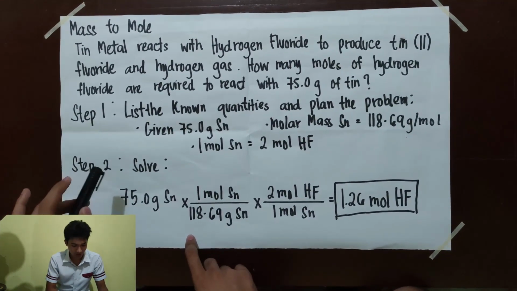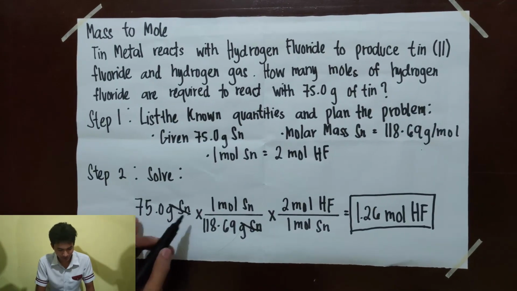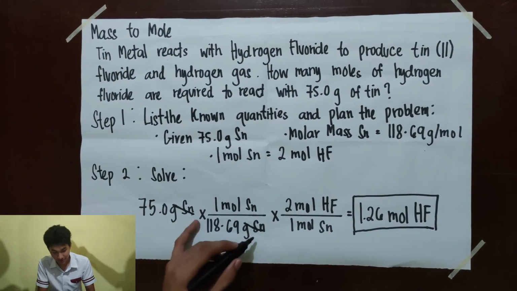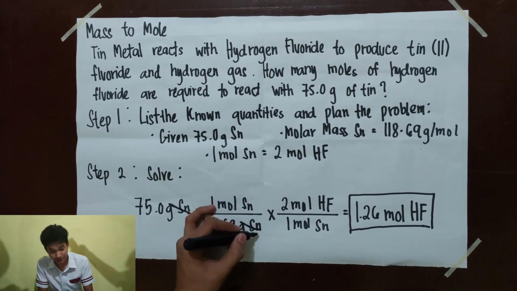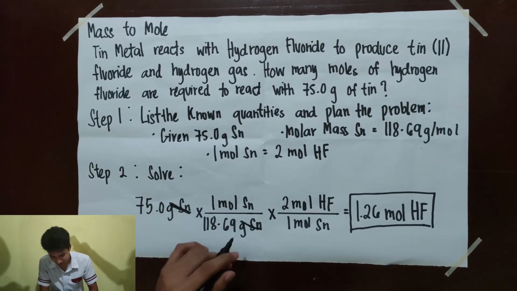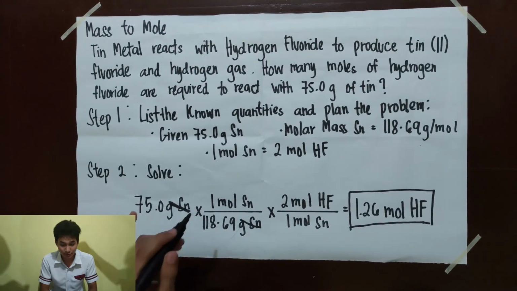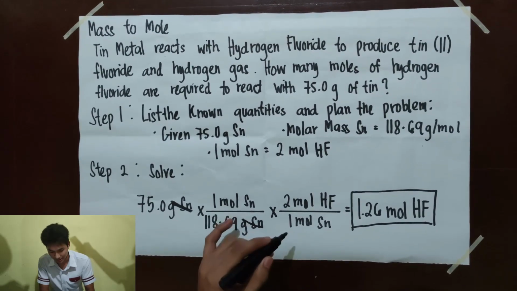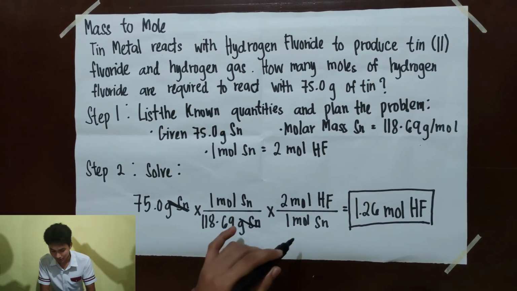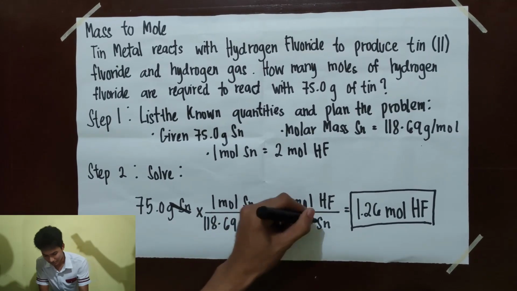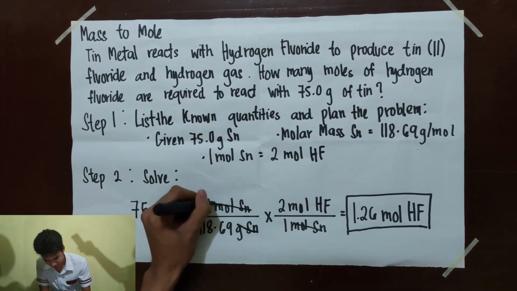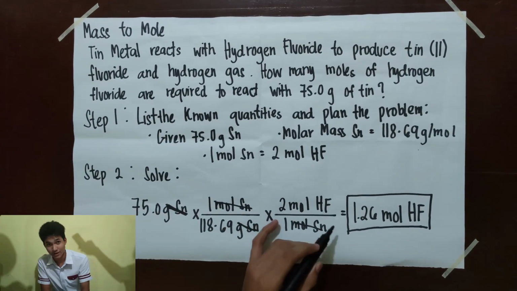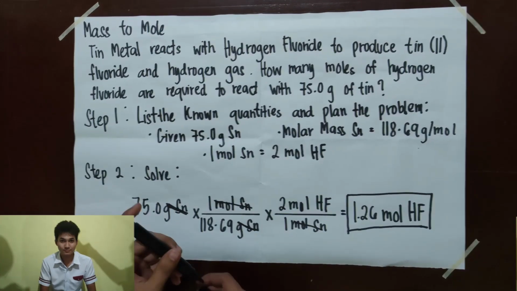And step 2. Here, we have 75.0 grams of tin times 1 mole of tin over 118.69 grams of tin. And then, we will cancel the grams of tin. After that, we will multiply by the ratio, which is 2 moles of hydrogen chloride over 1 mole of tin. And then, we will cancel the moles of tin to get the moles of hydrogen chloride. And the final answer will be 1.26 moles of hydrogen chloride.